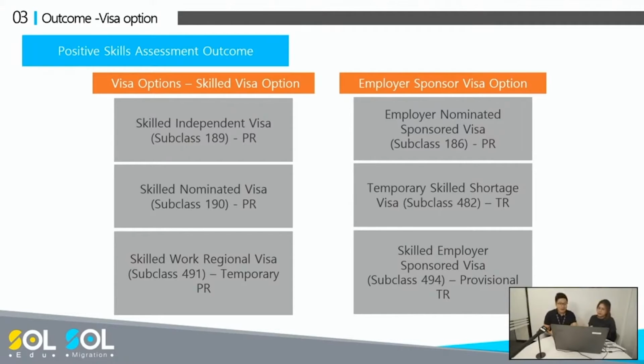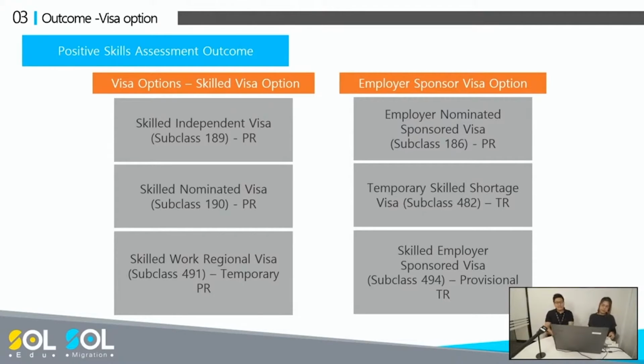Okay. So the first part, the left hand side, is the skilled visa option, which includes the 189 skilled independent visa, 190 skilled nominated visa, and 491 skilled work regional visa. And the right hand side is the employer sponsored visa group. It includes the employer nominated scheme, which is the 186 visa, and then the 482 temporary skill shortage visa, which is the TSS visa, and then the 494 skilled employer sponsored visa. So these 6 visas are the most common visa types that international students can prepare for later on.